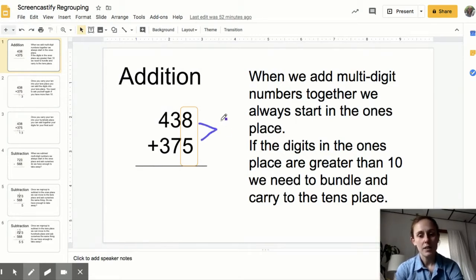You are using the same thinking I am, and I'm going to record that answer right on the side of my problem here. I know that 13 is also a two-digit number, and I can't put the 1 and the 3 both in the ones place. I'm going to keep my 3 ones in my ones place, and I'm going to take this 10 and move it over as a bundle of 10 into the tens place.